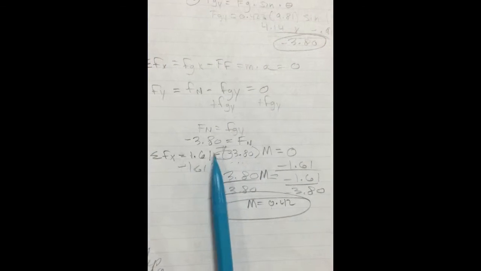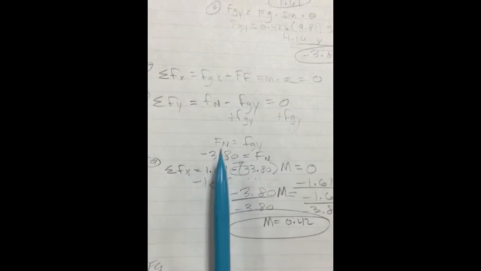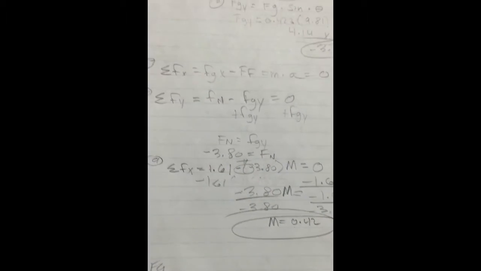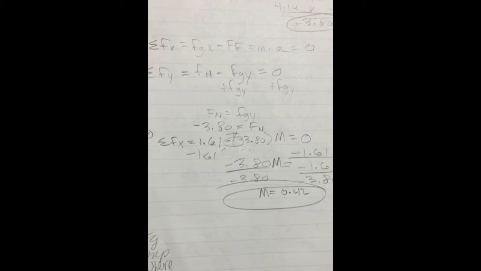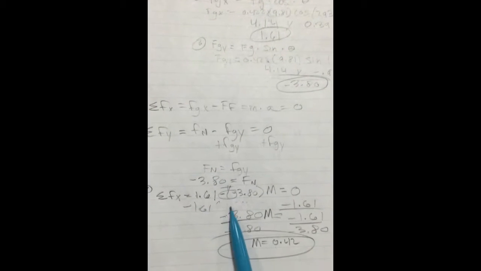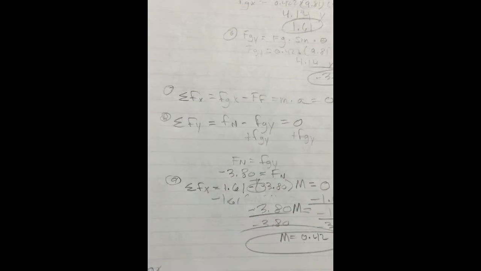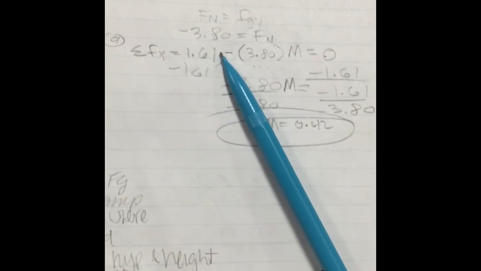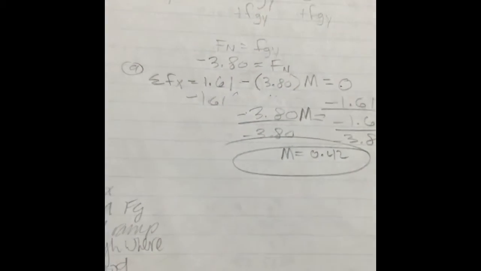Then we added force of gravity in the y direction to both sides, and that gave us the normal force is equal to the force of gravity in the y direction. So we plugged in what we got over here, so negative 3.80 equals the normal force. So right here, when we got the normal force was negative 3.80, the negative means it was going downward.